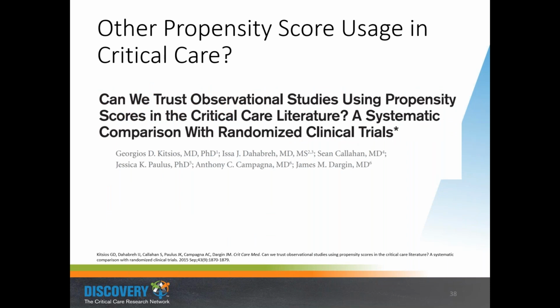Okay, I'm going to end here, in the next couple of minutes, just talking about some of the other work. Can we trust propensity scores, given all of the challenges in how we design them? Are we matching correctly? Do we have the right cohort? Do we have the right covariates to actually calculate the propensity score? And how do they compare ultimately to RCTs?